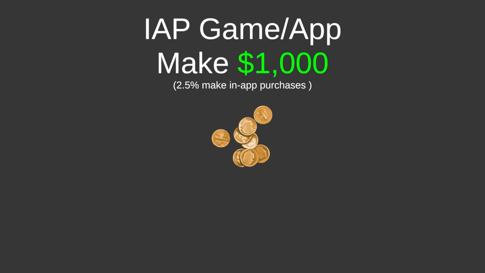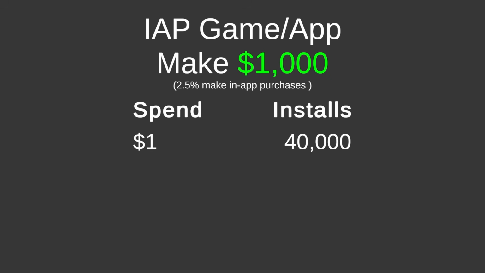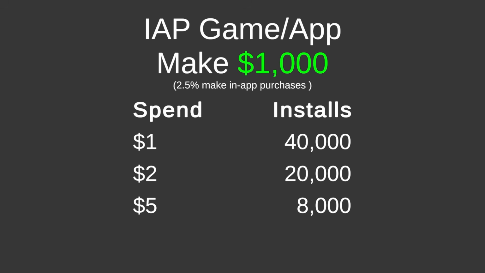To make $1,000, let's assume that 2.5% of players that install the game actually make an in-app purchase. And depending on average spending in the game, you can calculate how many installs you need to make that $1,000. If on average, the player that makes in-app purchases spends $1 in your game, you need 40,000 installs to actually make $1,000. And if on average they spend $2, then you need 20,000. $5, you'll need 8,000 installs, and an average of $10, you'll need 4,000 installs. So that's just some numbers to look at, but you don't have to implement just one of these options.